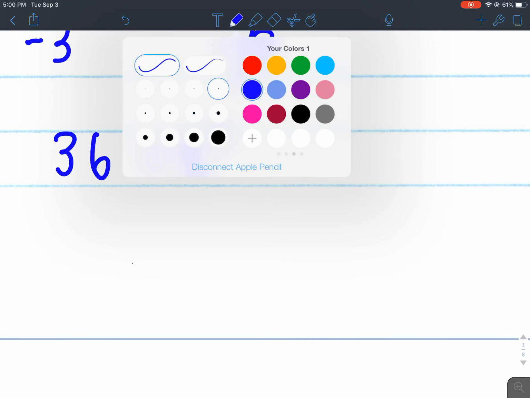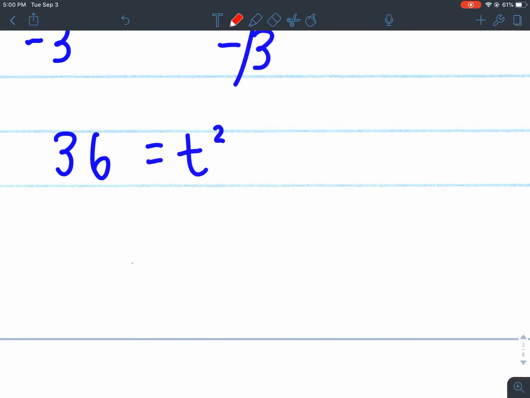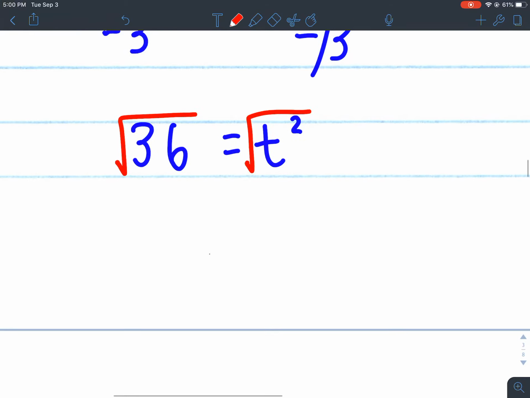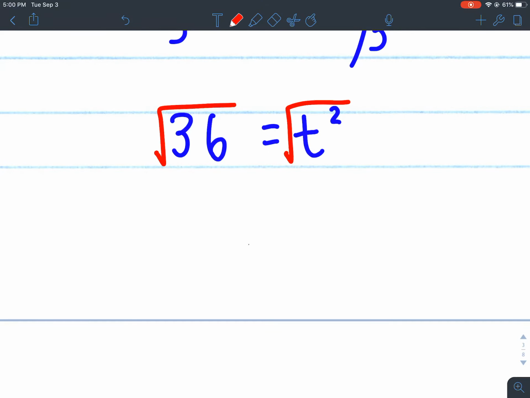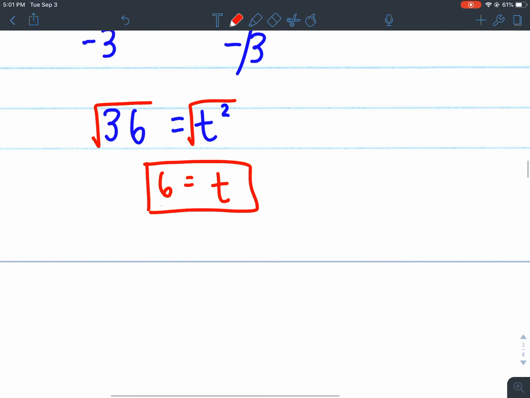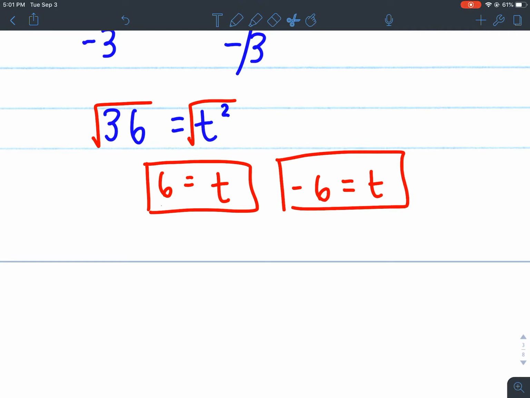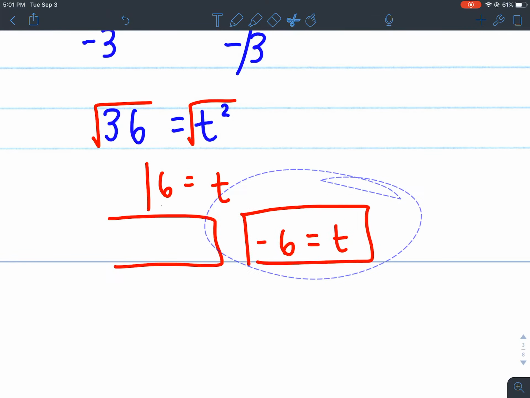Now, how do I get rid of a square? Well, the opposite of squaring something is square rooting it. And when I square root something to one side, I have to do it to the other side. And when I square root, all I have left is a t. And then the square root of 36 is 6, so that's one answer. However, when I square root, remember I get 2 answers, right? 6 times 6 is 36. But also, negative 6 times negative 6 is 36. So there's 2 answers here technically.